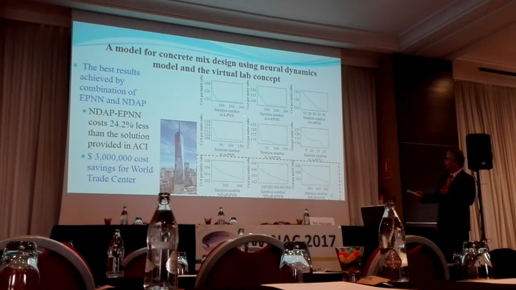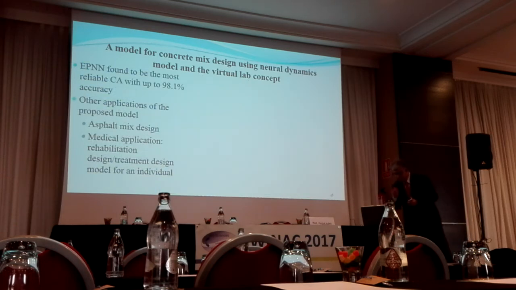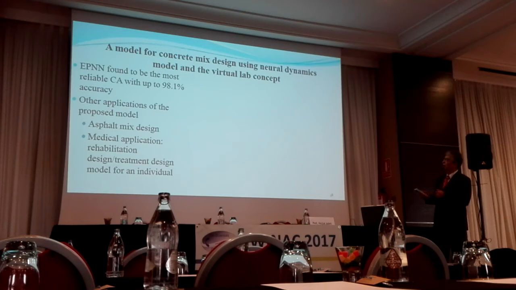And the beauty of NDAP, look here, the beauty of NDAP is this convergence curve. So here we use genetic algorithm and PNN. Here is genetic algorithm, EPNN. You come here, and we use NDAP and PNN, NDAP and EPNN, NDAP and SVM, and look at the smoothness of the curve. The smoothness of the curve, that is the beauty of this neural dynamic optimization algorithm of Adeli and Park. So this is the summary here, and you can keep in mind the saving achieved here.